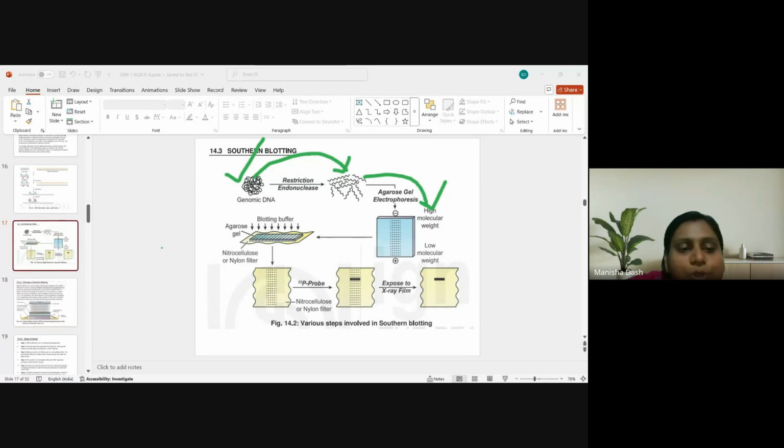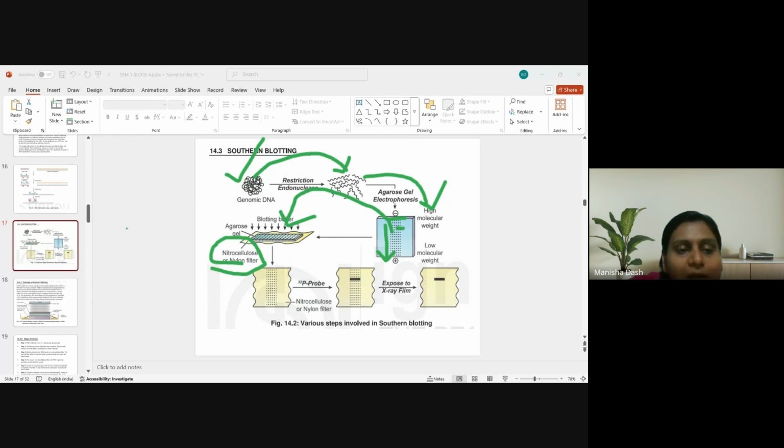Okay. So the smaller fragments will travel towards the end and the larger fragments of DNA will remain in the upper part. So the high molecular weight DNA will remain on the upper side, and the low molecular weight DNA will run to the lower side. Okay. Now what you can do is transfer this agarose gel onto a blotting paper. The paper is called nitrocellulose or nylon filter paper.